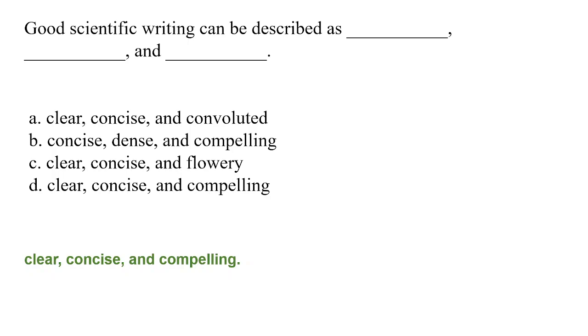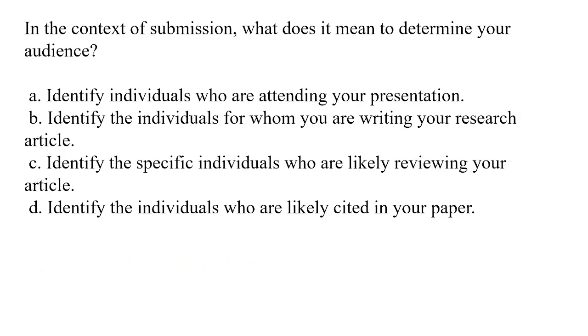So it has to be clear, concise, and compelling. It should be compelling enough that you are actually compelling the reader to go through your entire work. So yes, it should be clear, concise, definitely, and compelling. The next question: in the context of submission, what does it mean to determine your audience?